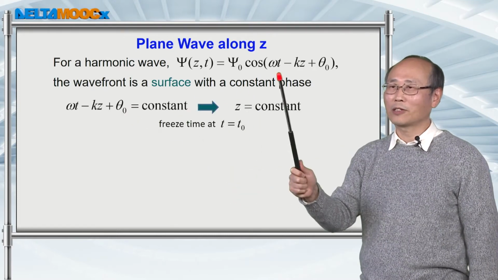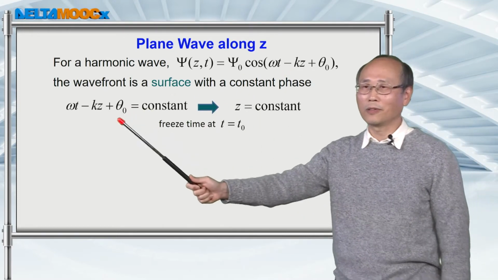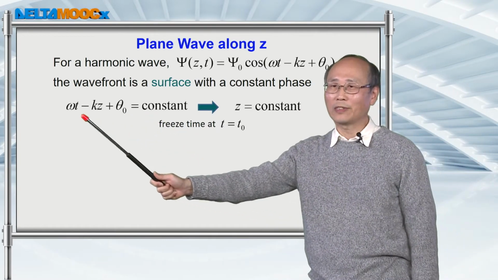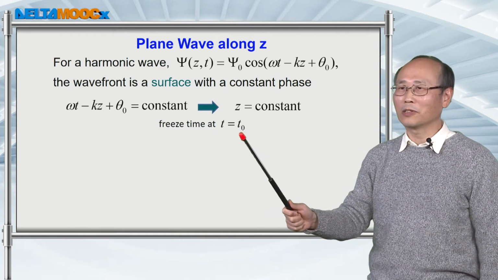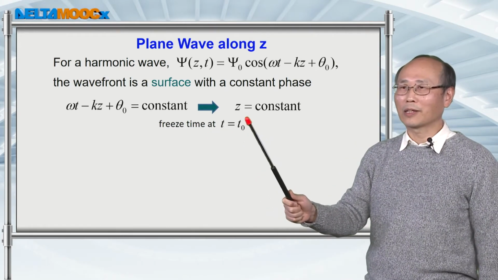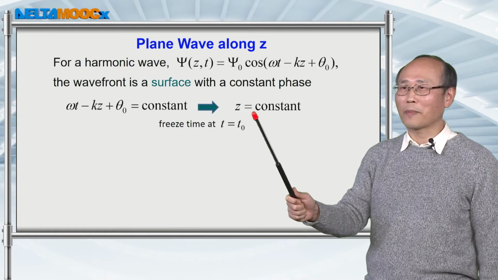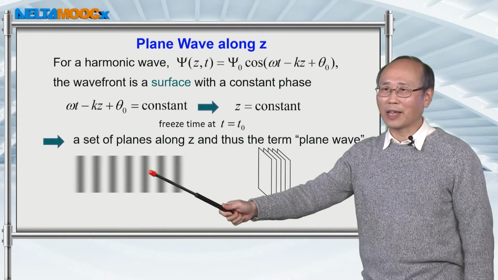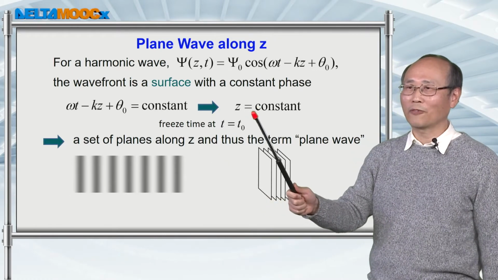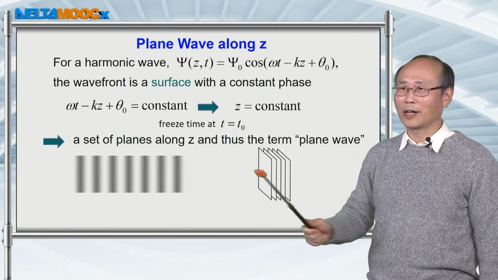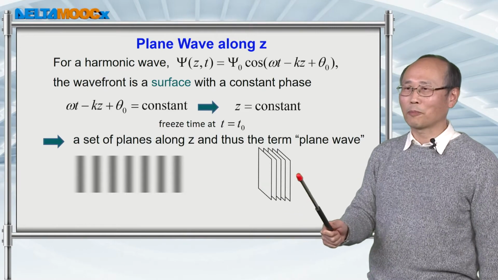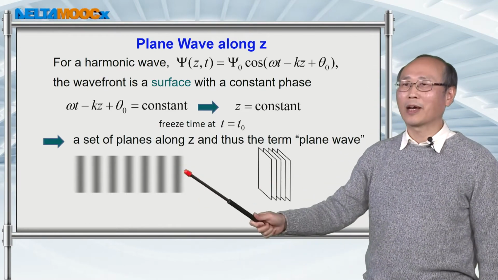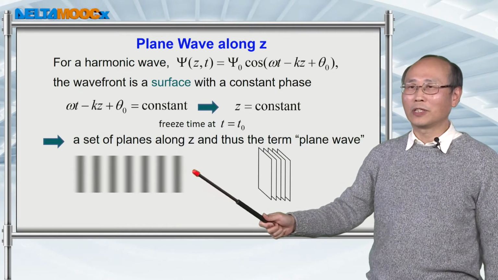So set this phase into a constant value, and then suppose that we freeze time at t0. It tells you that the wavefront is described by z equal to a constant. This means that you have planes with the surface normal along z direction like this. The z direction is just perpendicular to those surfaces. So it's a plane wave with a wavefront along z direction.